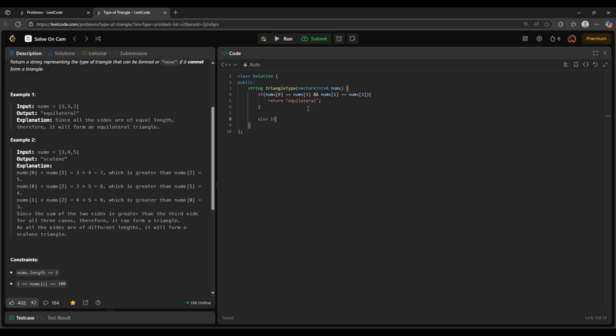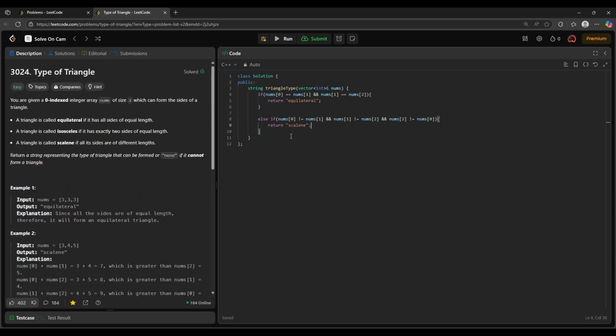Now the second case which we can have is if nums0 is not equal to nums1 and nums1 is not equal to nums2 and nums2 is not equal to nums0, we can return scalene. Another case which we have is if a triangle cannot be formed.